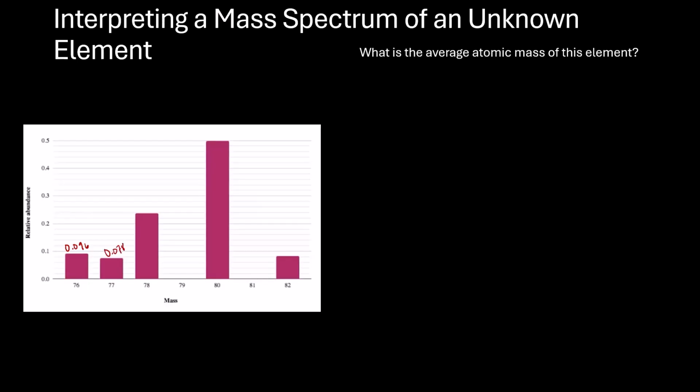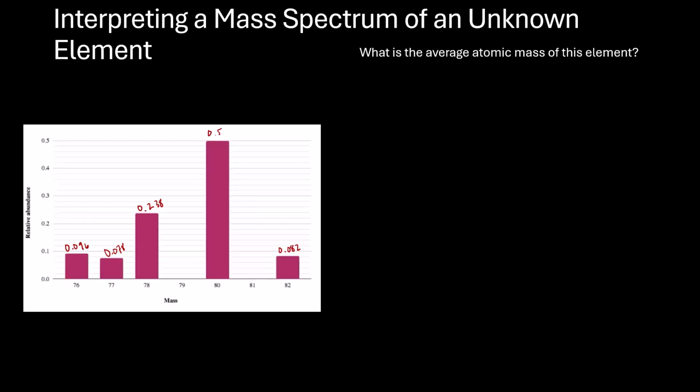0.078. For this one, 0.238. This one's right at 0.5, and then this one down here, I would say, is at 0.082. Again, your numbers could be slightly different, but you're going to want to be as close as possible to what the actual numbers are in order for you to use them and get as close of an answer as you can.